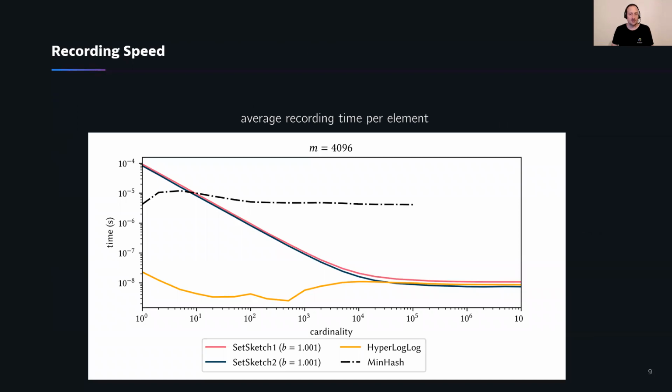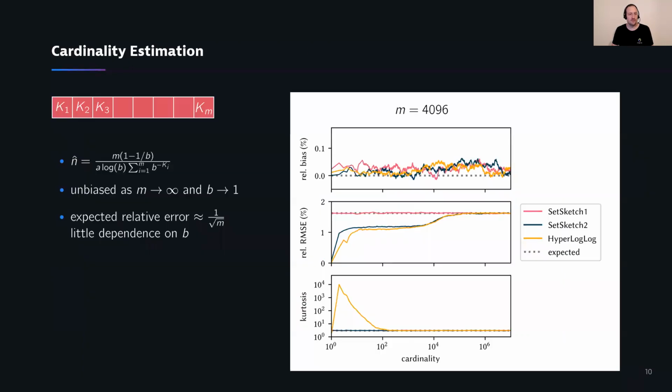The experimental results confirm the asymptotic constant recording time for large cardinalities. SetSketch is significantly faster than MinHash, as you can see here, but it is slower than HyperLogLog for small cardinalities. However, in return, estimation will be easier and more accurate, as we will show in the following. We were able to derive a closed-form cardinality estimator that works for all cardinality ranges. SetSketch 1 shows a constant estimation error that matches the theory. SetSketch 2 even reduces the error for small cardinalities, like HyperLogLog.